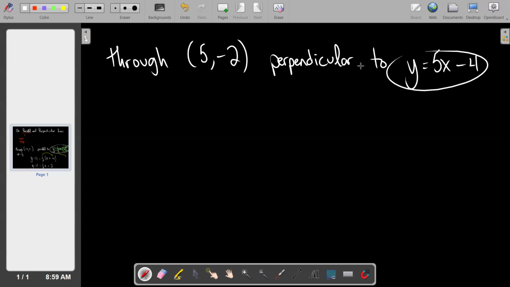What is it? Just his slope. What is his slope? His slope is 5. I don't want that slope, though. I don't want to use that slope because I'm not being told to be parallel to this line. I'm being told to be perpendicular to this line. That's what it is. Nice job, Jojo.